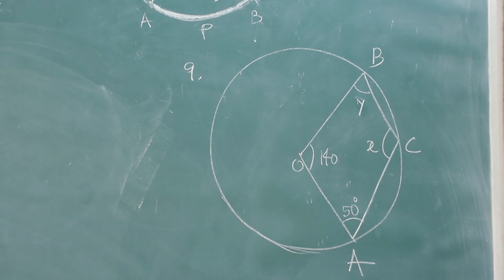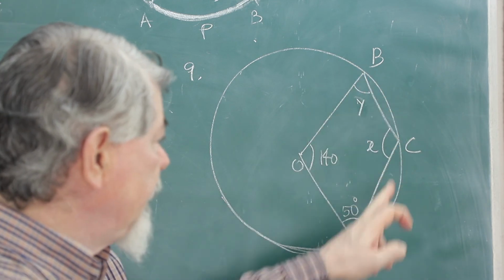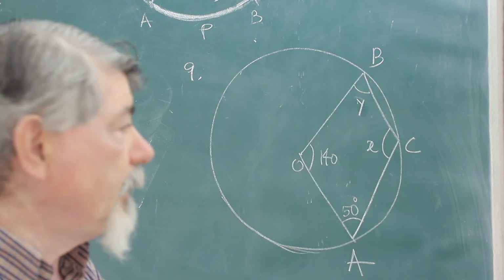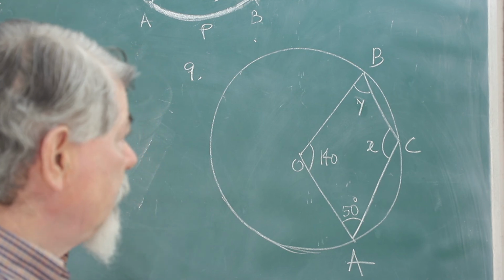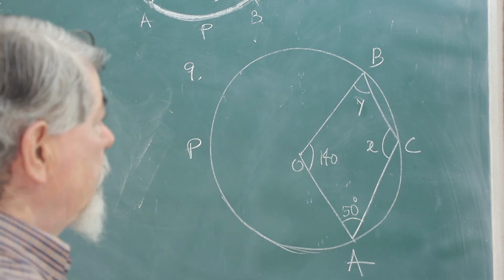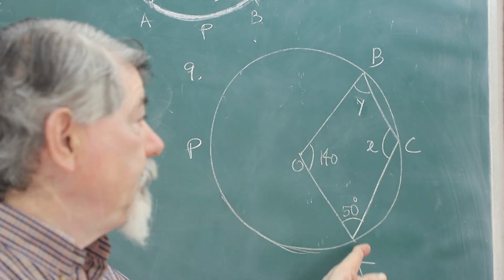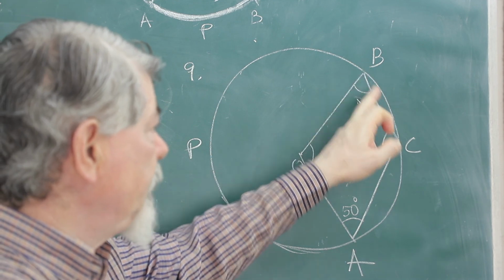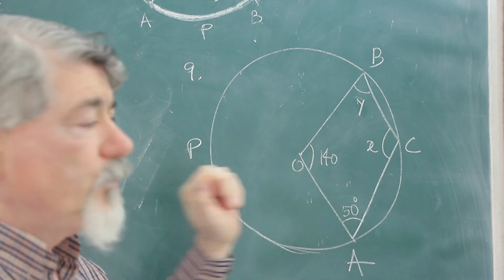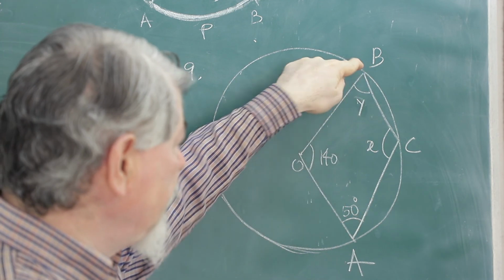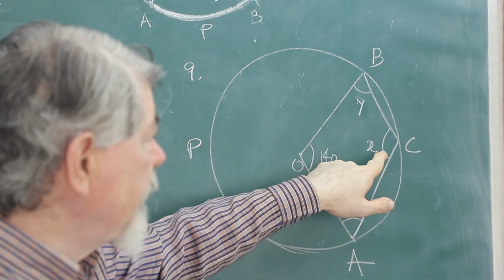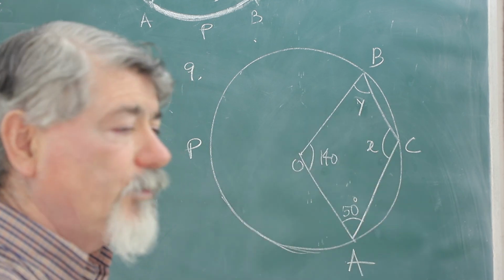Let's see question number 9. In question number 9 we have B, C, A as points on the circumference, and all these points seem to be on the minor arc. O is the center. If I name this P, then BPA is the major arc. O is joined to B, B is joined to C, C is joined to A, A is joined to O. This angle BOA is given as 140 degrees. Angle B is y, angle A is 50, and angle C is x. We have to find the value of x and y.